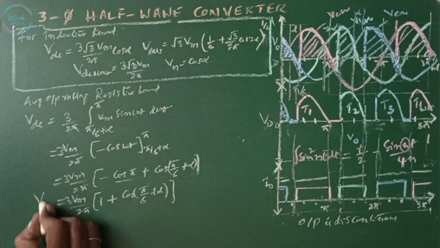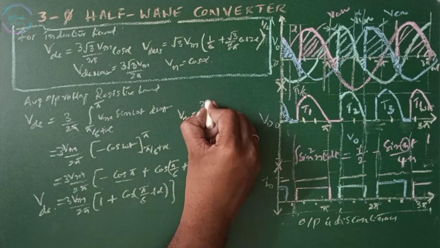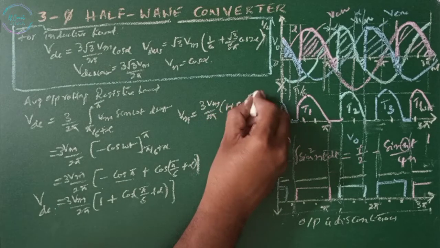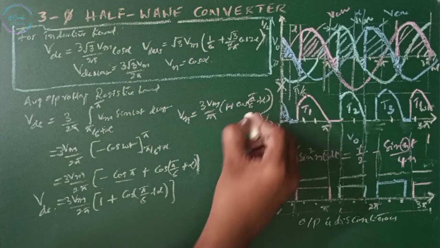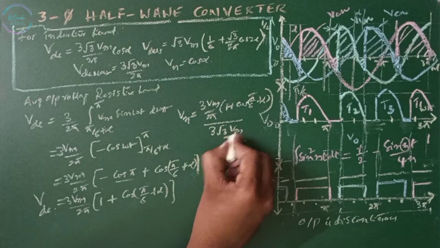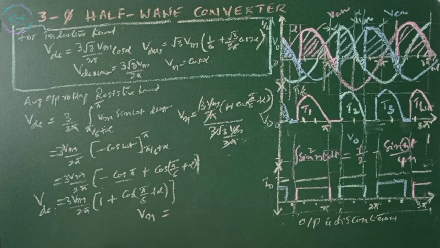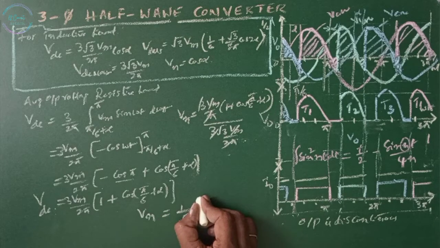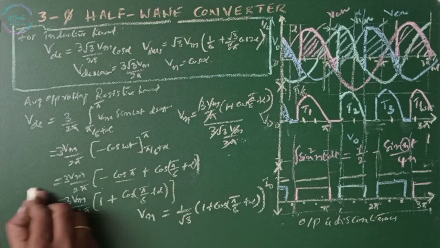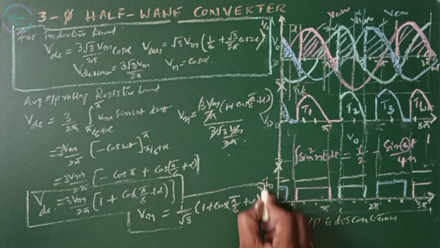This is our VDC. The normalized value of output voltage Vn is given by 3 Vm by 2 pi times 1 plus cos of pi by 6 plus alpha, divided by the maximum average value, which is 3 root 3 Vm by 2 pi. Vn equals 1 by root 3 times 1 plus cos of pi by 6 plus alpha. These are the output average value and the normalized value.